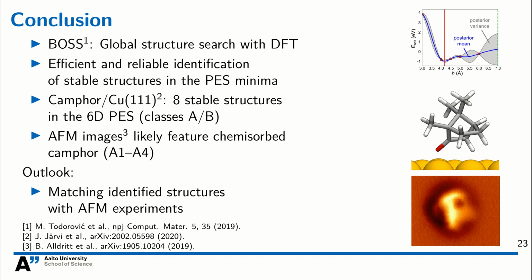In conclusion, with BOSS and DFT, we do global structure search with hybrid materials. We can efficiently build the surrogate model of the potential energy surface and identify the stable structures in its minima. In our study of camphor on copper, we identified 8 stable structures in 2 classes, and with our results we concluded that the AFM experiments likely feature chemisorbed camphor molecules. And we look forward to matching the identified structures with AFM experiments in more detail.